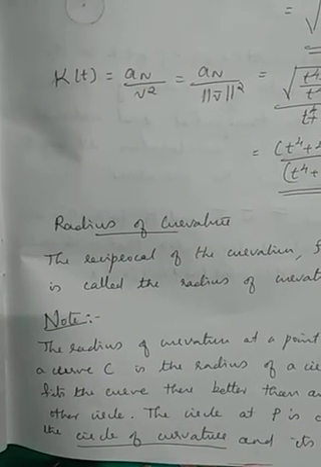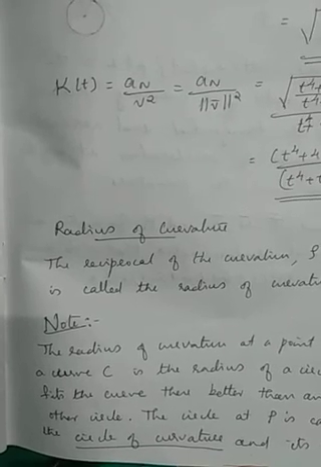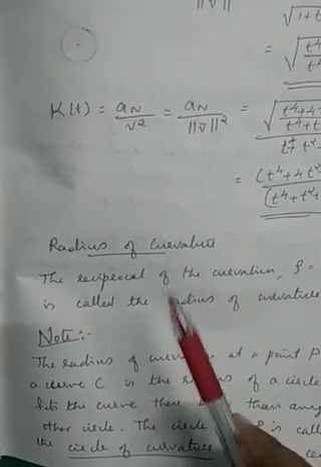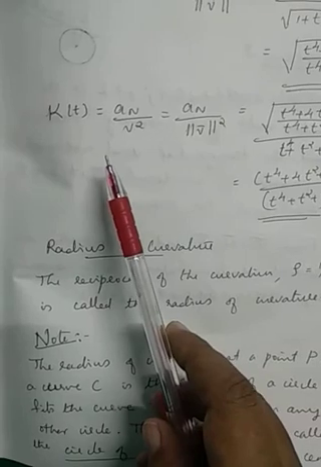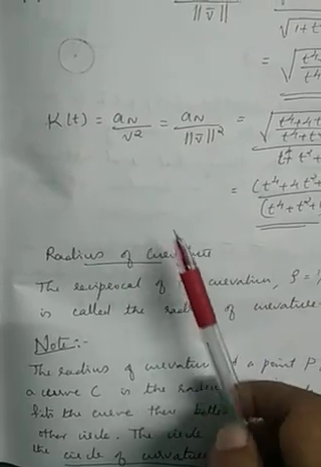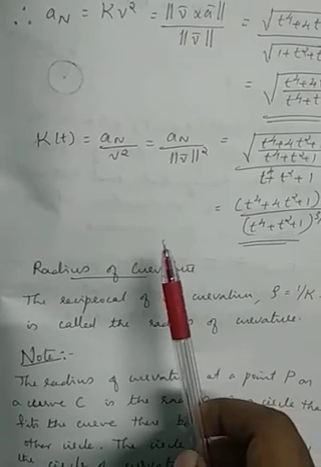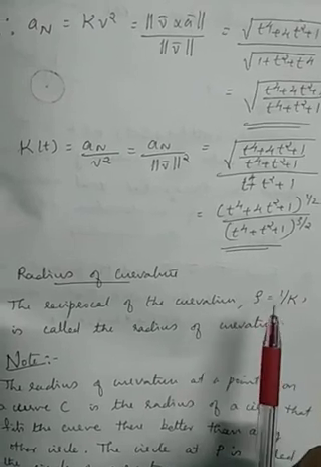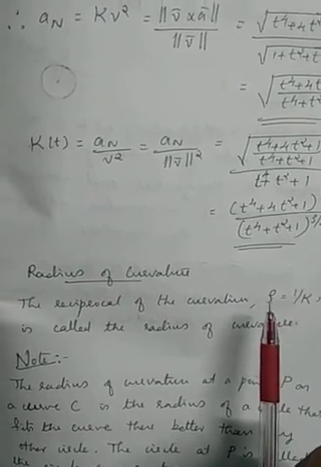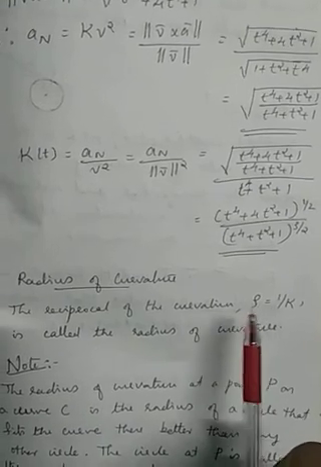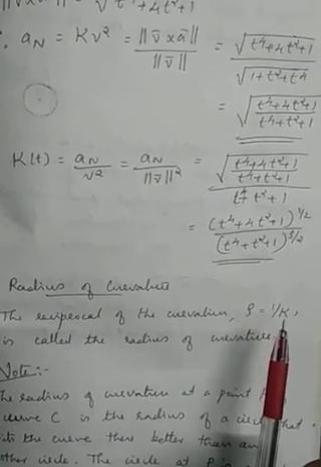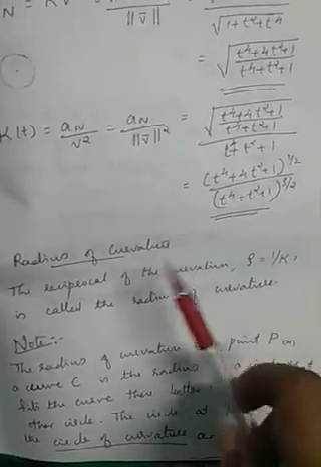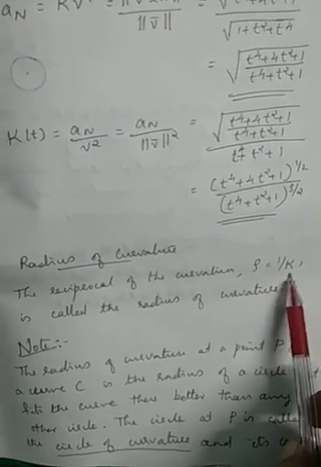Now, we define what is meant by radius of curvature, circle of curvature, center of curvature, etc. We have the formula for curvature, kappa. Its reciprocal, that is 1 by kappa, is called the radius of curvature and it is denoted by rho. So radius of curvature rho is equal to 1 by kappa. It is the reciprocal of the curvature. This is the formula to find the radius of curvature.